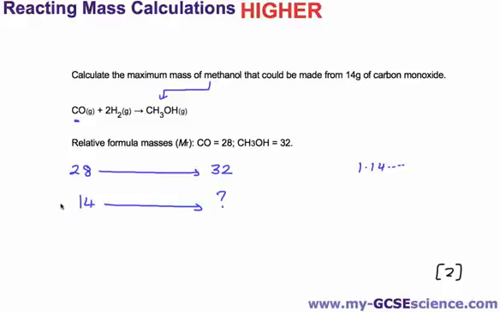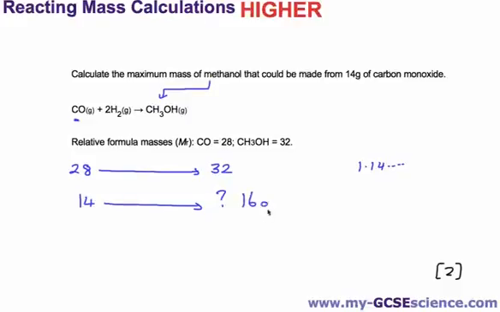But if you look, in actual fact, if we're working with it like a ratio, 28 to 14, I've actually halved that. So whatever I did to the 28 I can do to the 32, and that gives me 16. So that's 16 grams of our methanol that's produced from 14 grams of carbon monoxide. So that's a reasonably straightforward one, and you would get 2 marks for doing that in the exam.